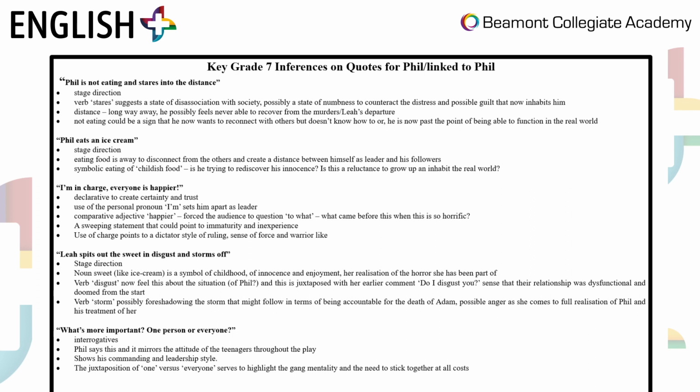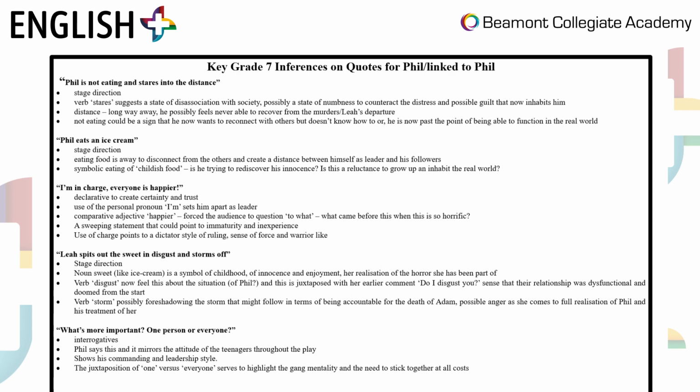So the taught inferences, for example, on Phil is eating and stares into the distance. Phil eats an ice cream. I'm in charge, everyone is happier. Leah spits out the sweet in disgust and storms off. What's more important, one person or everyone? You'll see there that underneath that quote, I've been able to make 4 bullets.